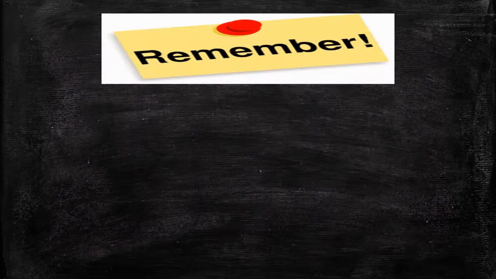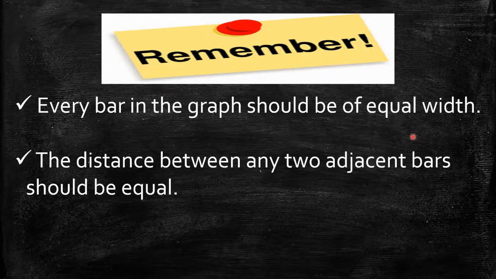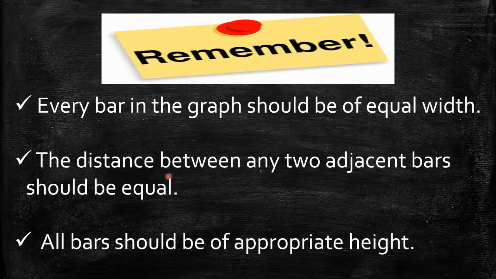Students, when you draw a bar graph, you have to remember this. Every bar in the graph should be of equal width. The distance between any two adjacent bars should be equal. All bars should be of appropriate height.